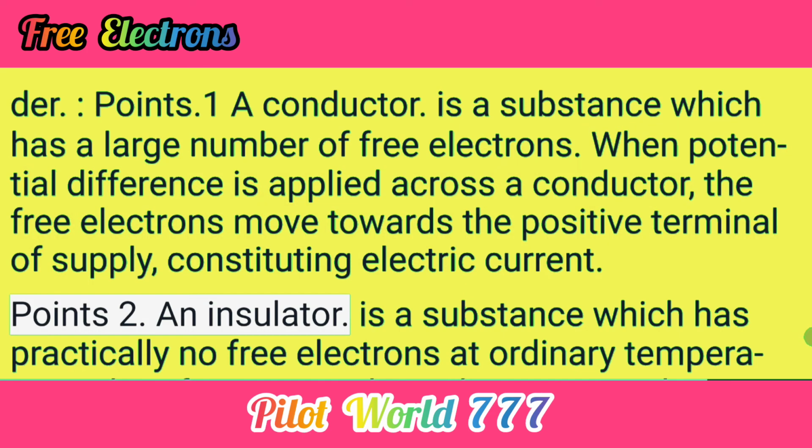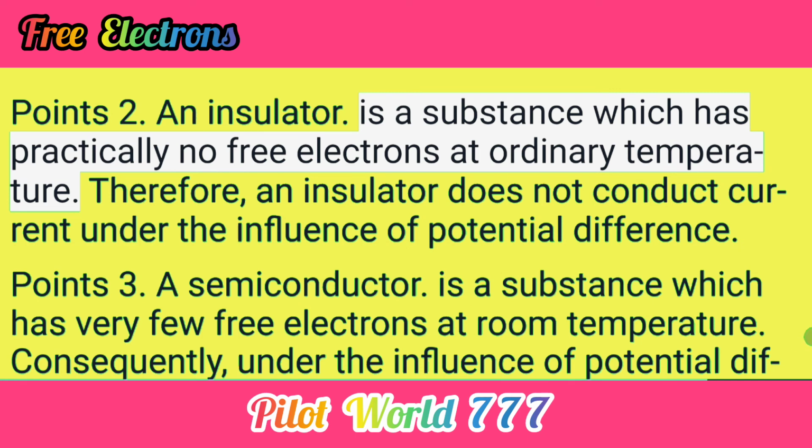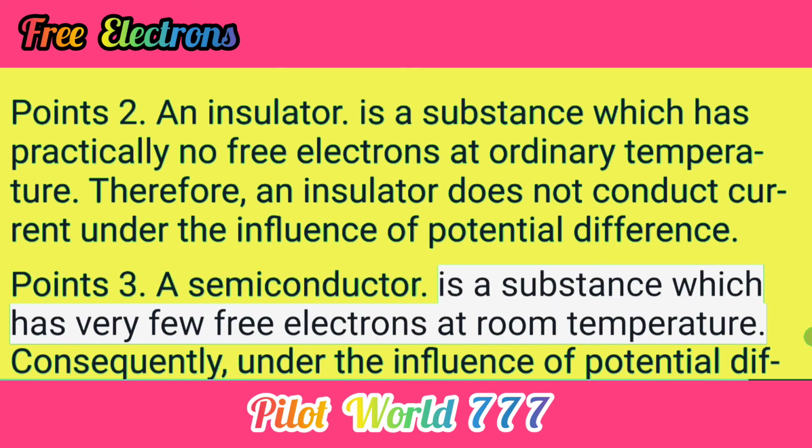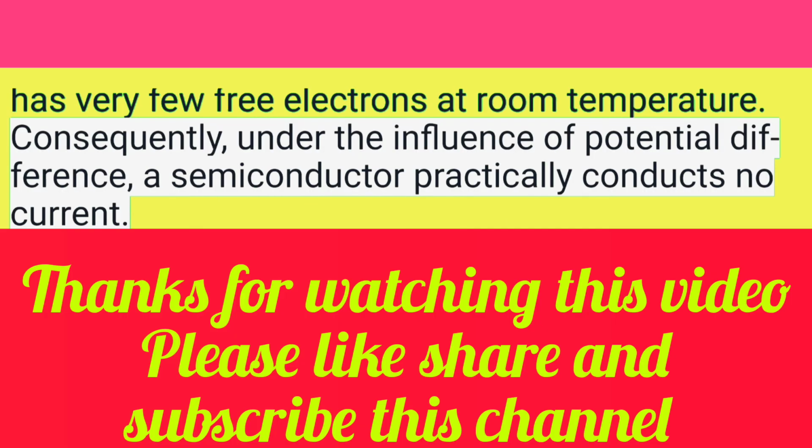Point 2. An insulator is a substance which has practically no free electrons at ordinary temperature. Therefore, an insulator does not conduct current under the influence of potential difference. Point 3. A semiconductor is a substance which has very few free electrons at room temperature. Consequently, under the influence of potential difference, a semiconductor practically conducts no current.